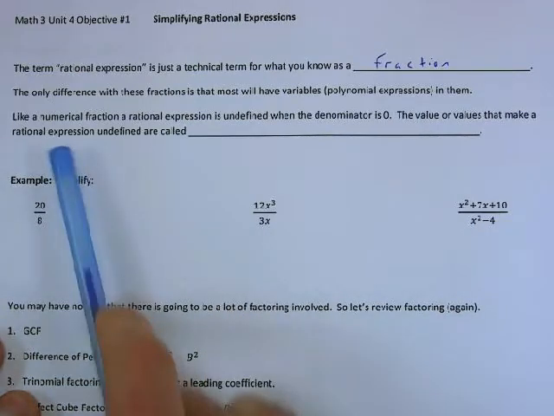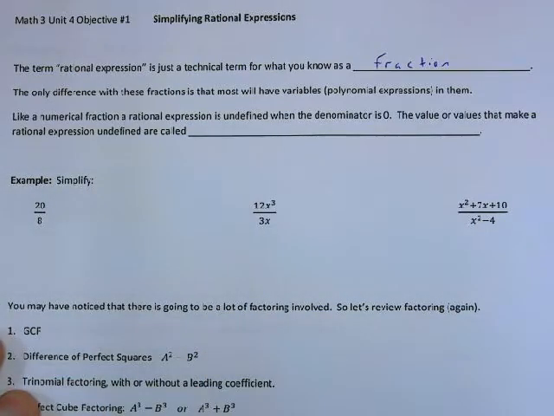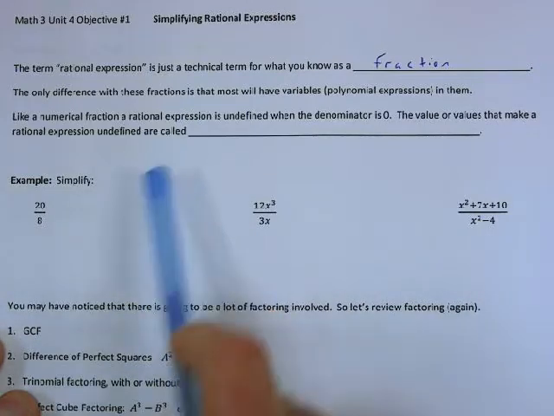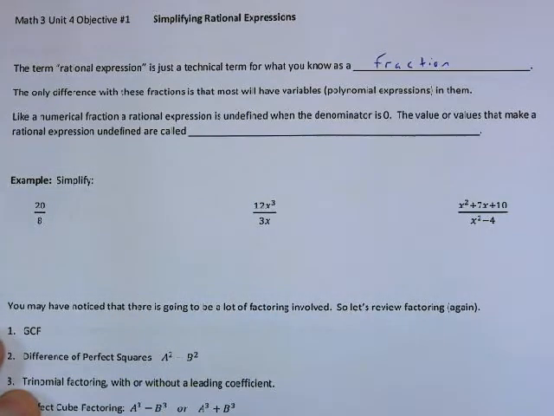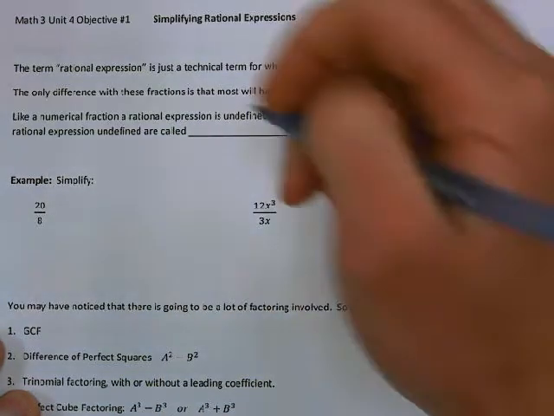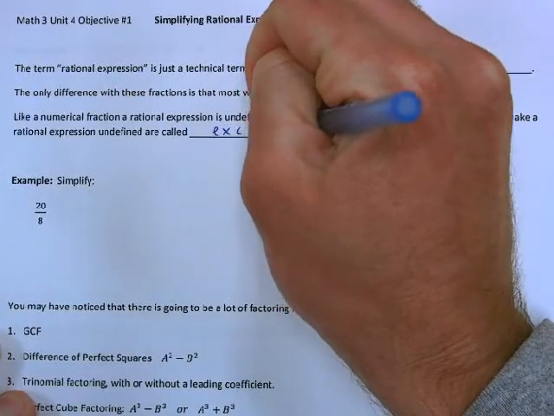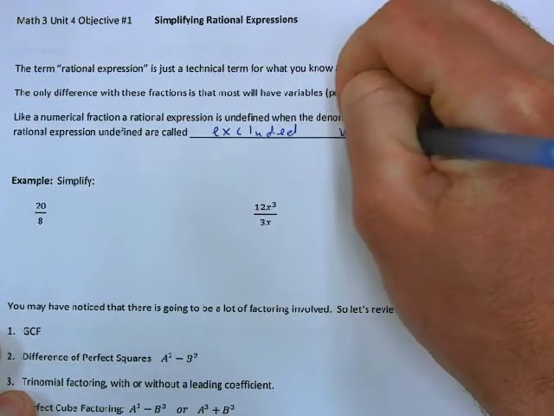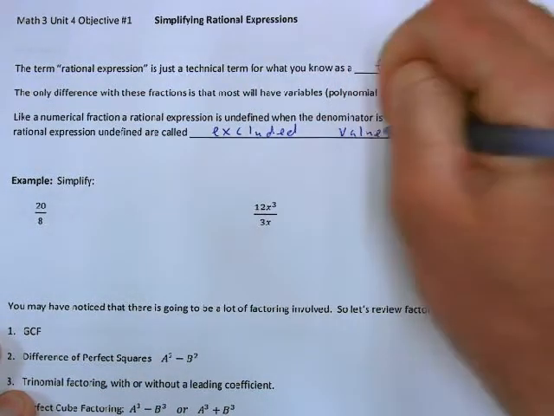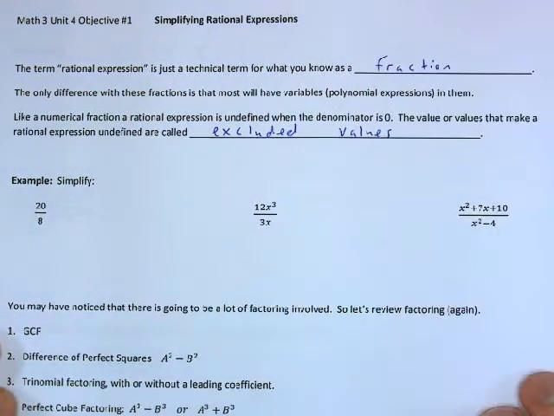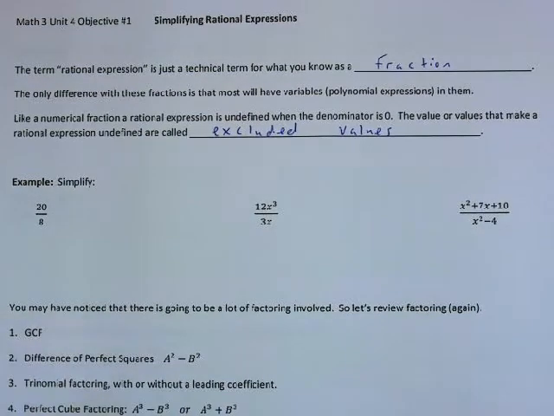Okay, and then like a numerical fraction, a rational expression is undefined when the denominator is zero. The value or values that make a rational expression undefined, in other words, the values that make the denominator come out zero, we call those excluded values. And so excluded values, again, are just the ones that make our denominators come out zero. We don't want those. We want to exclude them from our answers. Okay? All right, let's jump into some examples.